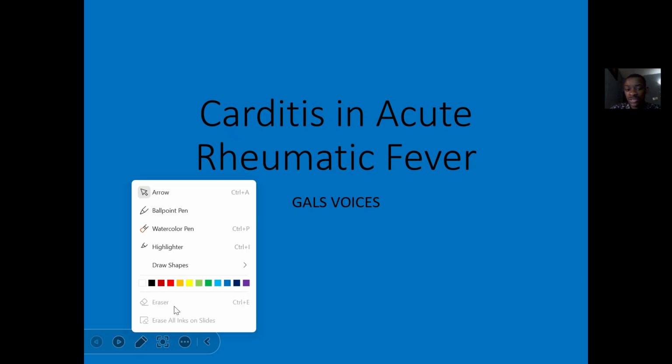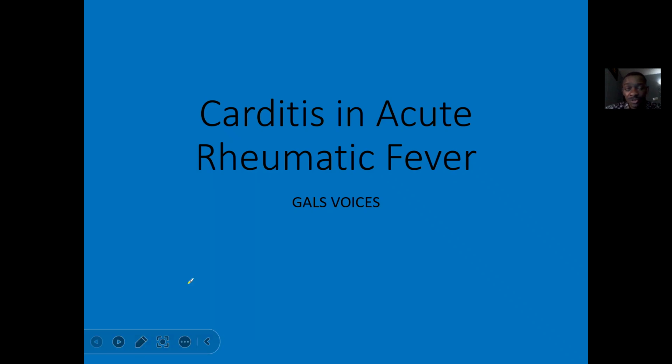We want to discuss another major criterion in acute rheumatic fever. A major criterion is basically if you see this one and another one, you should just be confirming that there's acute rheumatic fever. So this is carditis. Carditis in general is just inflammation of the heart.